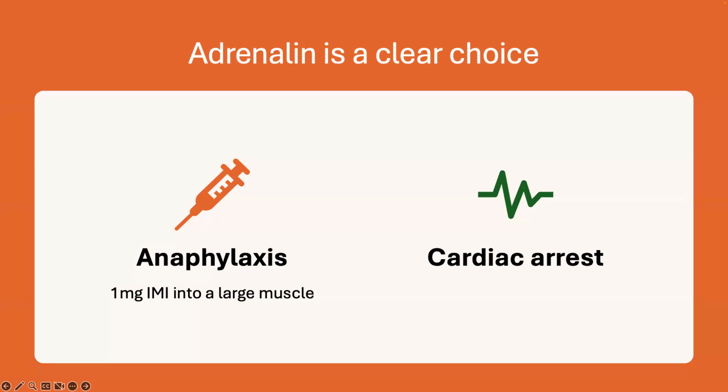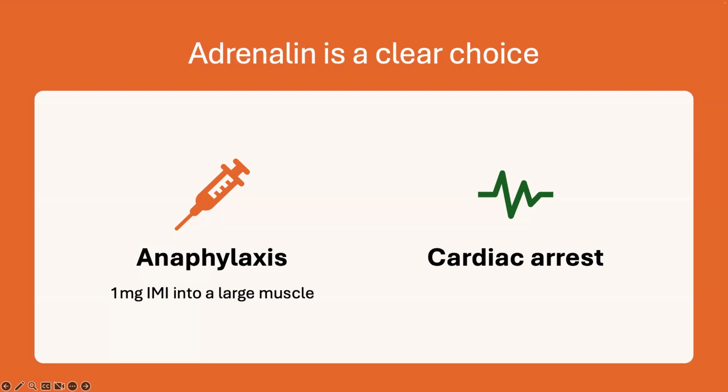All right, adrenaline. There are clear indications for adrenaline. The first one is anaphylaxis. Remember, with anaphylaxis, it's not just a blood pressure problem; it's also an airway problem. So we need broad beta receptor stimulation. Something like noradrenaline is not going to be useful for you in anaphylaxis.